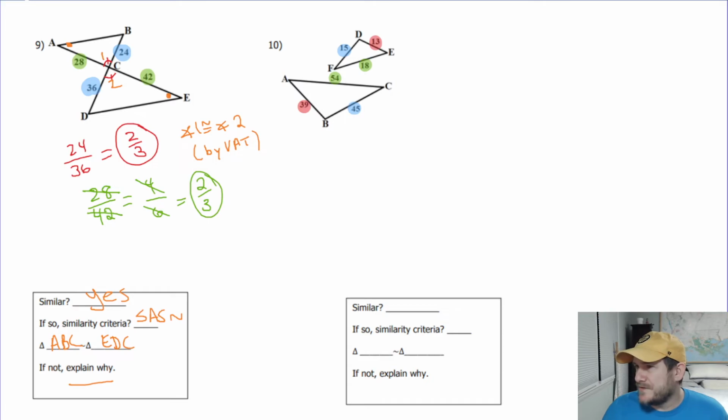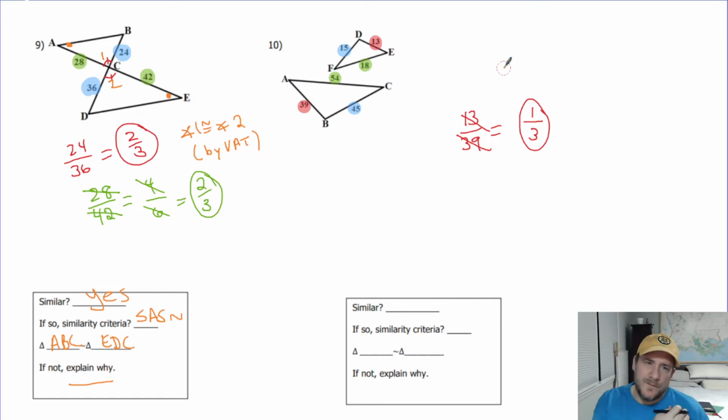So let's just check our ratios, see what happens. We're going to go 13 over 39. And 39 is, when you divide 13 out of it, you get 3. So if I factor out 13, I get a 1. If I factor out 13, I get 3. So 1 to 3 is the similarity ratio we're looking for.